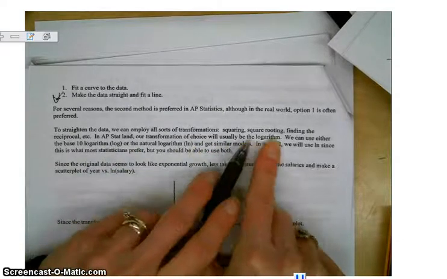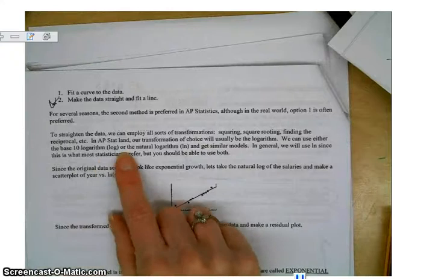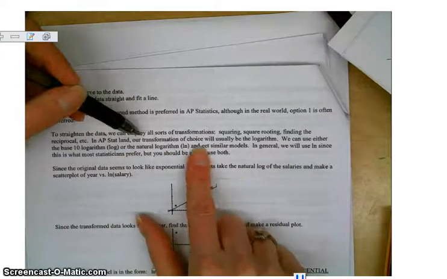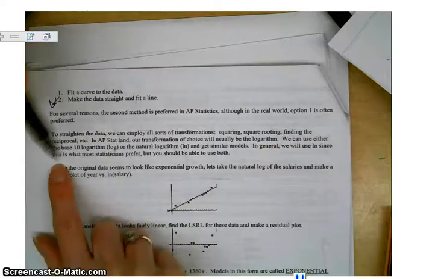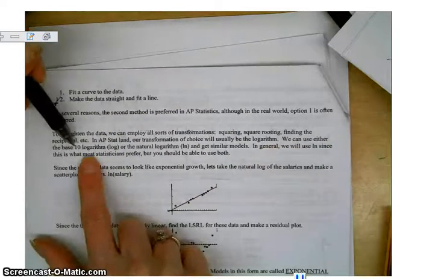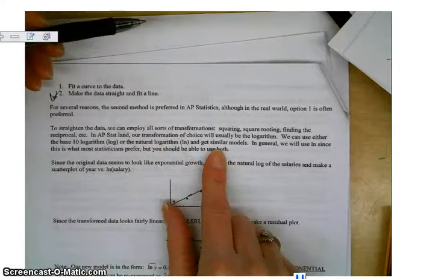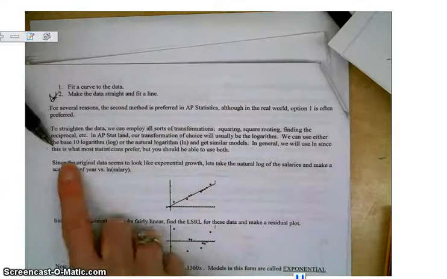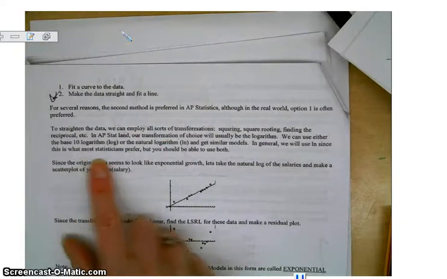We can square root, we can find the reciprocal, etc. In AP Statland, our transformation of choice will usually be the logarithm. We can use either the base 10 logarithm, the common log, or the natural logarithm, ln, and get similar models. In general, we will use the natural log, since this is what most statisticians prefer. But you should be able to use both.